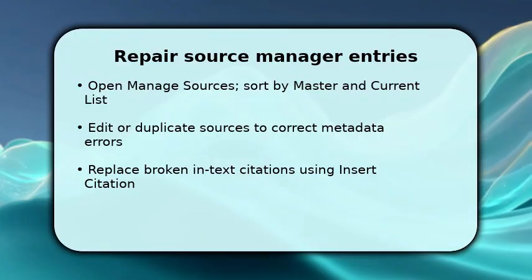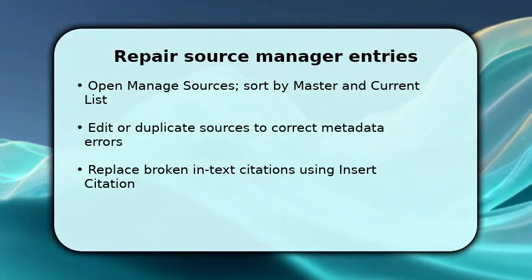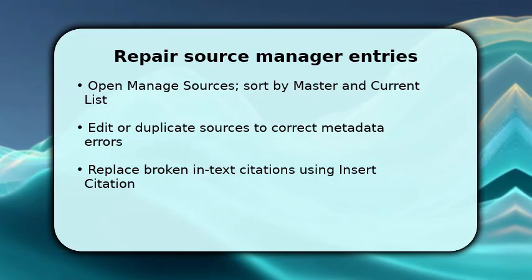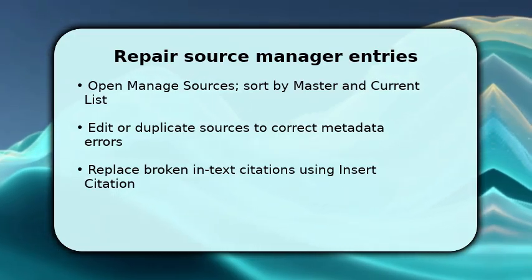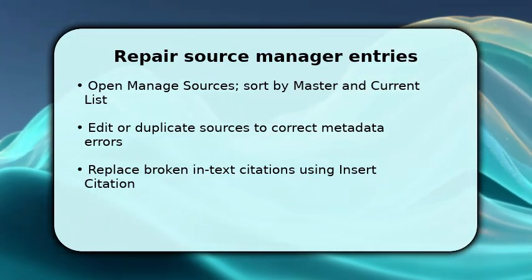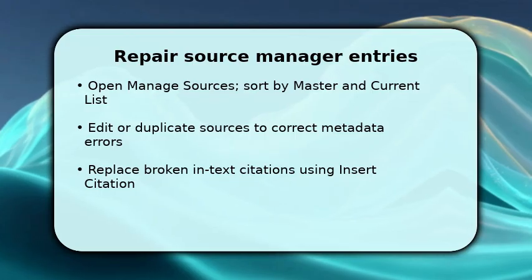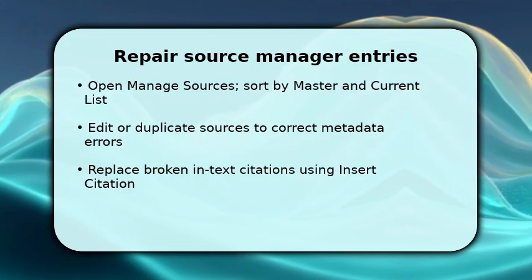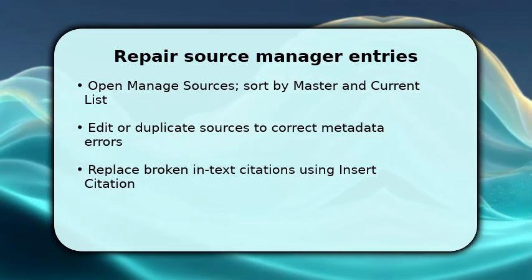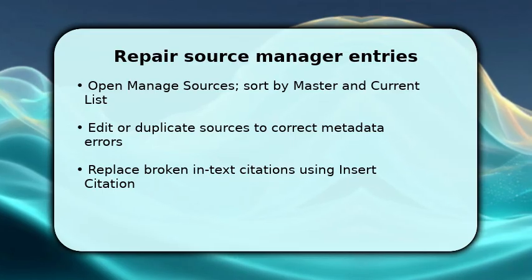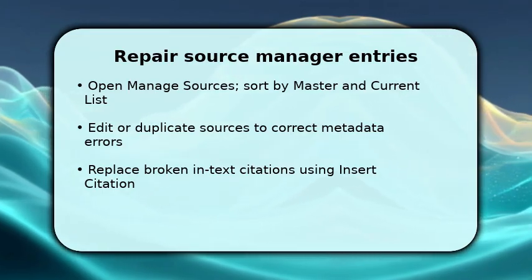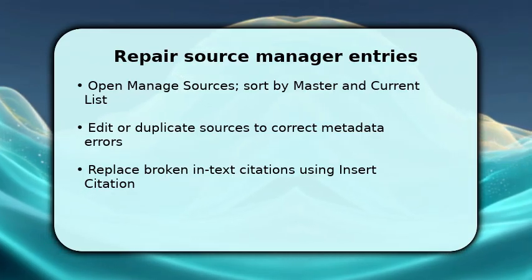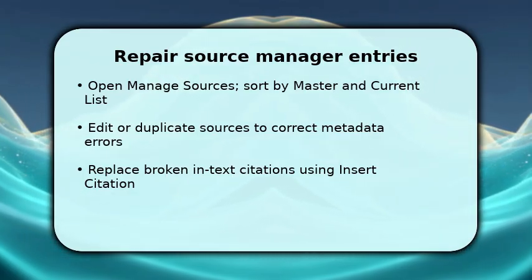Next, open Manage Sources and compare the current list to your master list so you know where the authoritative record lives. Edit any source entries with incorrect authors, titles, or years and save changes. If a source is missing, create or copy it into the current list. Once updated, return to each problematic in-text citation and use Insert Citation to relink it to the corrected source. This keeps fields consistent and prevents mismatched bibliography entries later on.